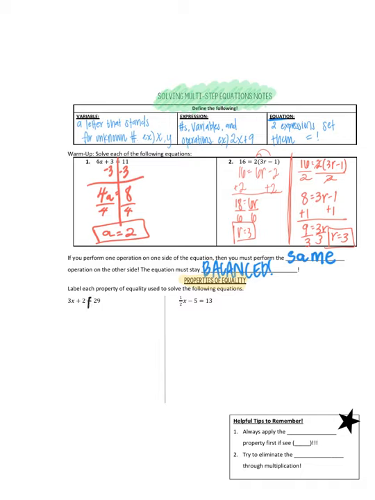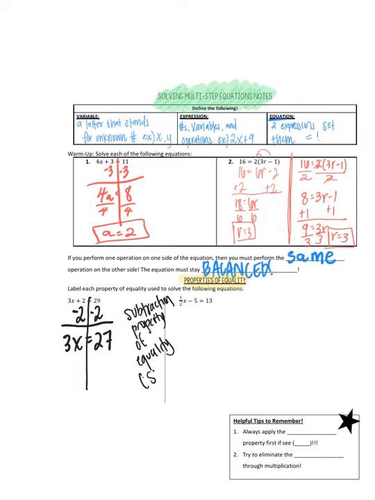So if we're looking at this first equation and we solve it, hopefully the first thing you would do is subtract 2. The property of equality that allowed us to do that is called the subtraction property of equality. If you want to, you can abbreviate it SPE. Then, if you were going to continue to solve this equation, you would hopefully divide by 3.